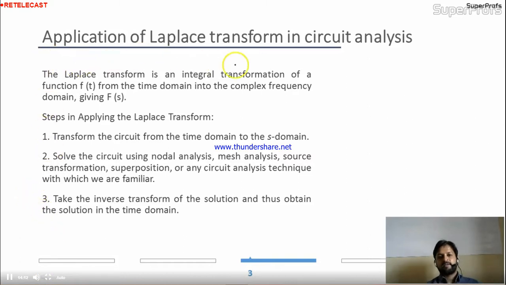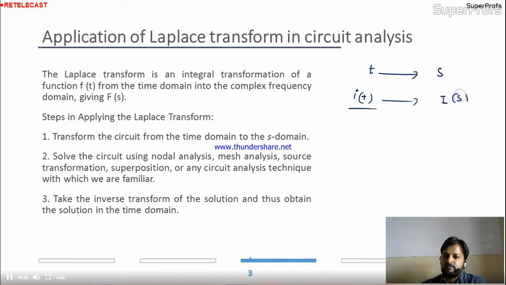So our next topic is application of Laplace transform in circuit analysis. Friends, you have seen, I think, Laplace transform in mathematics and signals and systems, where we can convert the time domain into frequency domain. Means if you have the value of current in time domain, we can convert it into Laplace domain, denoted by S. S is nothing but j omega. This is the frequency part. So simply we are transforming time into the frequency. So the Laplace transform is an integral transformation of a function f(t) from the time domain into the complex frequency domain.